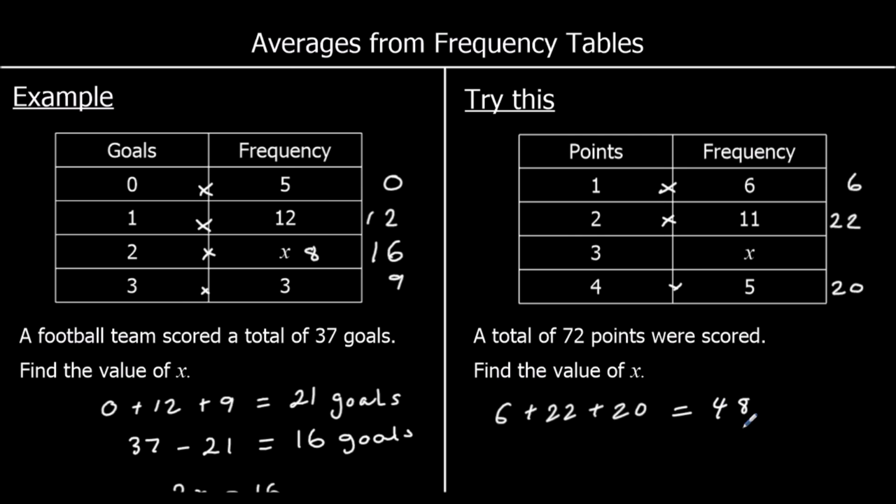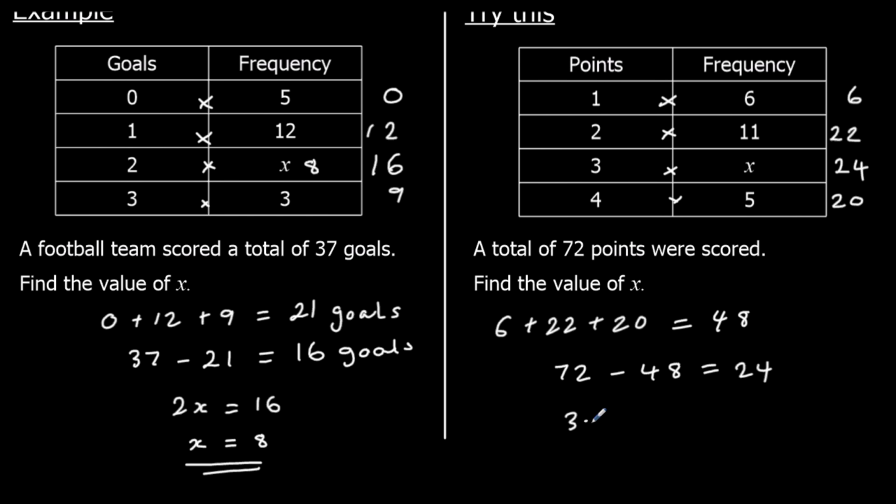We know there are 72 in total. So 72 take away 48. What do you have to add on to 48 to get to 72? So add on 20 to get to 68, and then 4 more, so 24. So there must be a total of 24 here. So 3 times x, 3 times something, equals 24. So 3x is 24. Divide both sides by 3, and x is 8 again.